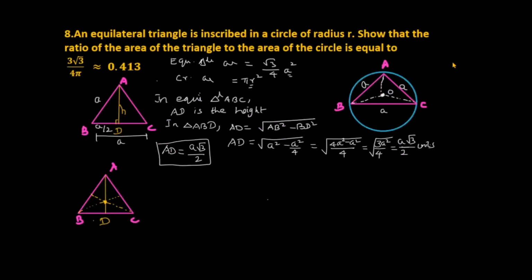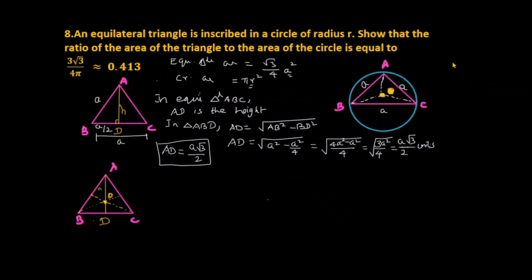When this triangle is inscribed in a circle, look here, the centroid is nothing but the center of the circle. This O is the centroid of the triangle, and O is the center of the circle as well. So we have O here. That is the centroid, the meeting point of all the three medians.